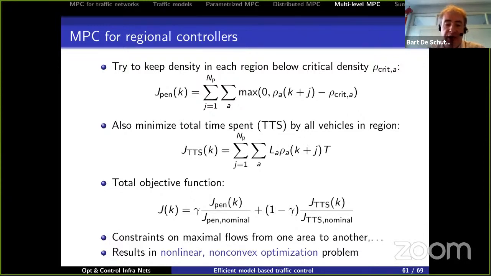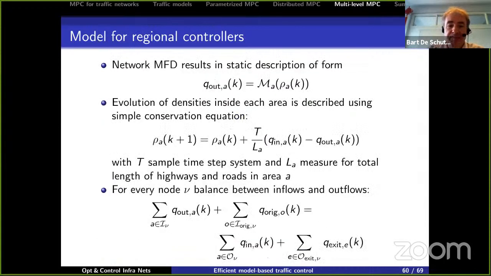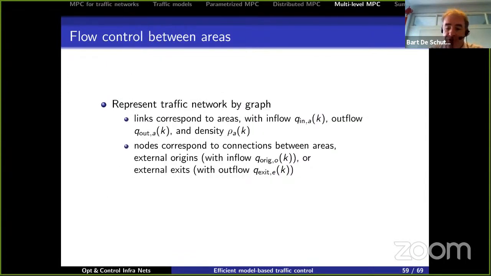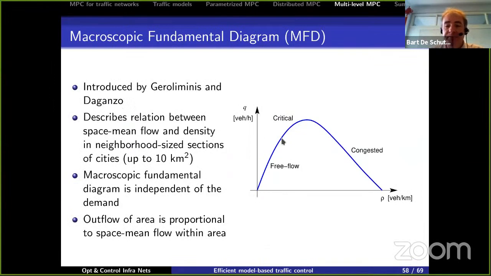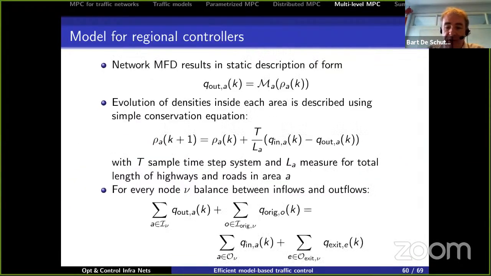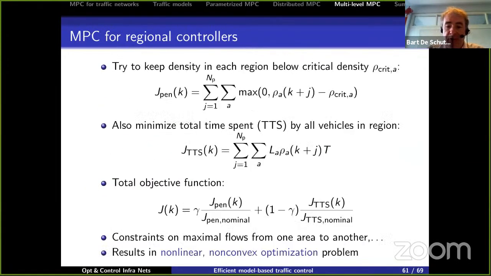Now, in general, you can also impose additional constraints, such as maximum flows from one area to the other. And in general, if you look at the problem, we get a nonlinear non-convex optimization problem, where the max causes one of the non-convexities, and the macroscopic fundamental diagram is also causing a nonlinearity. So how do we now deal with this?